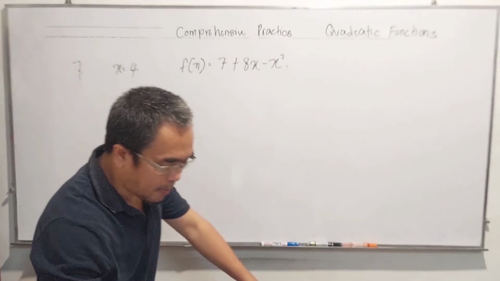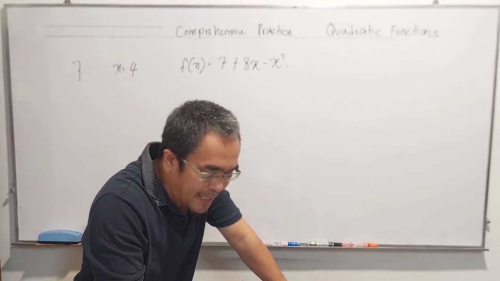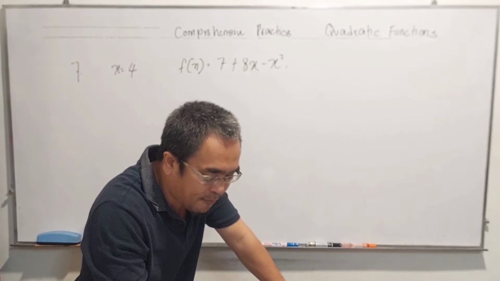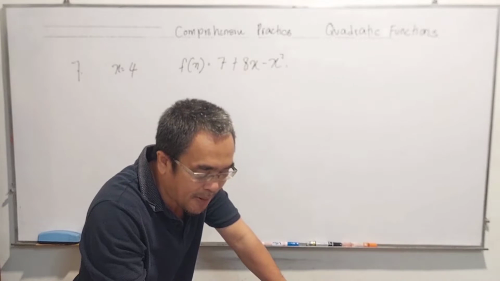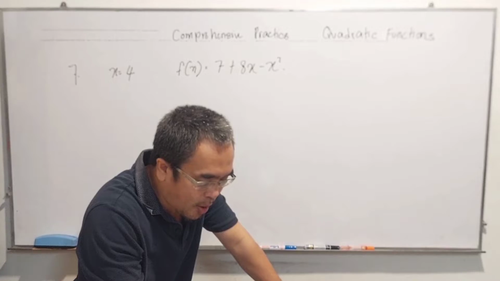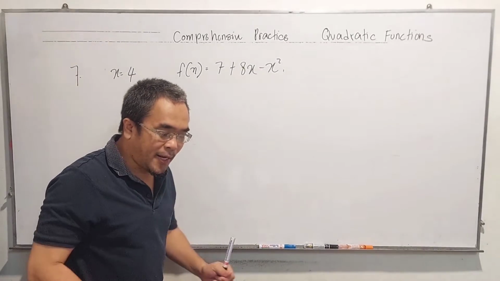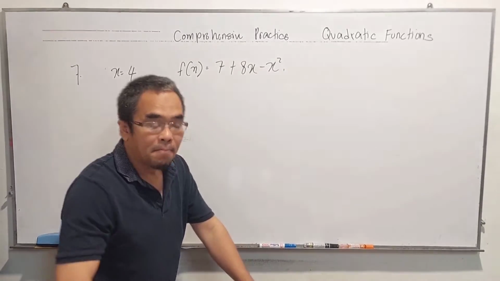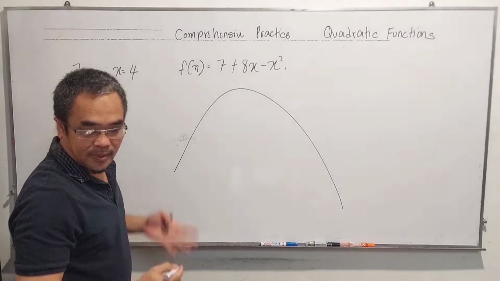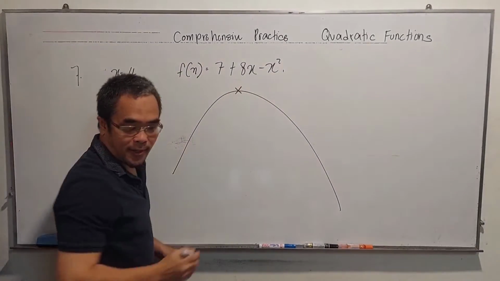Okay, let me show you question number 7. Given x equals 4 is the axis of symmetry of the graph of the quadratic function f(x) equals 7 plus 8x minus x squared. Determine the coordinate of the maximum point. So, why do they ask you for the maximum point? Because the graph is like this. There is no minimum point, but there is a maximum point.